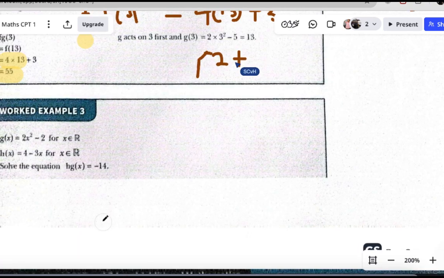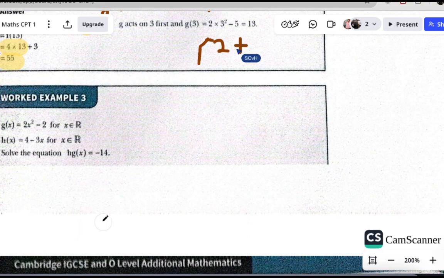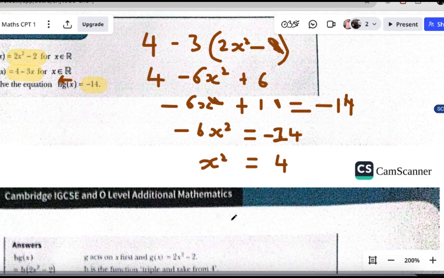Okay, so here is another problem. You have g of x equals 2x squared. We're going to substitute it inside h of x. Now, what's our h of x? Let's write it out. 4 minus 3 into, in place of x, and then you equate it to negative 4. X will be equal to positive or negative 2. Let's assume here is your 2 and here is your negative 2. So you're going to have a function like this. Is that okay?